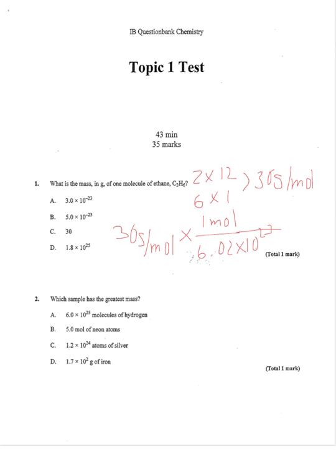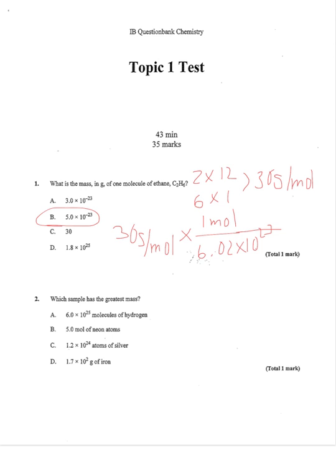And the 10 to the 23rd being on the bottom means that if I bring it up to the top, it'd be 10 to the minus 23rd. So B seems like a reasonable answer, 5 times 10 to the minus 23rd. Number 2, which sample has the greatest mass?